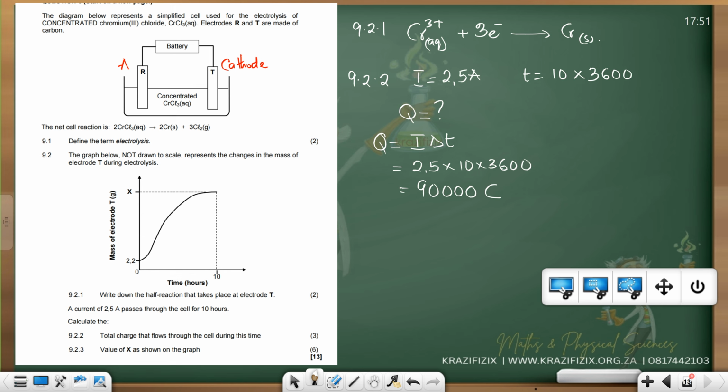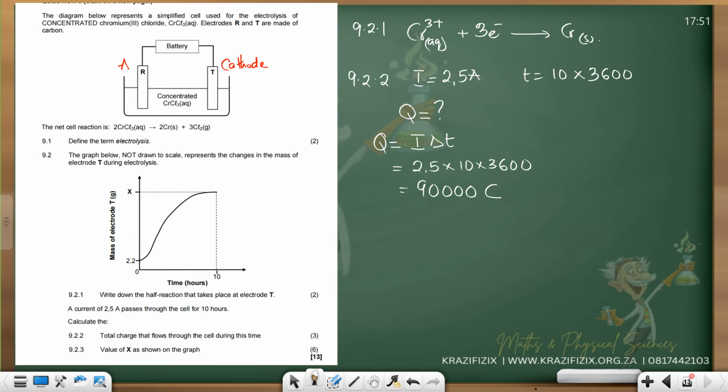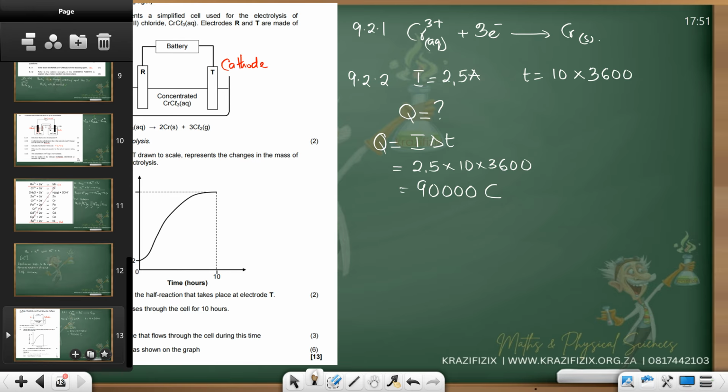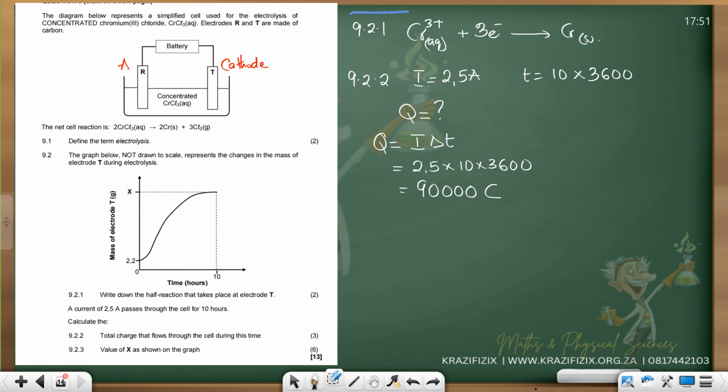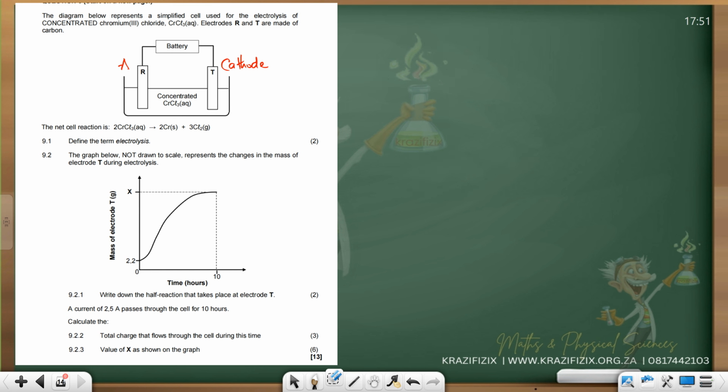All right. Calculate the value of X as shown on the graph. Let's go through together. Basically, X would be the new mass that is added. So we're talking about T. What do you notice about T? Guys, we're looking for mass. I want you to see how I'm going to do my stoichiometry. This is where learners miss the flow of the stoichiometry. Please don't rush. Quickly create a mind map.